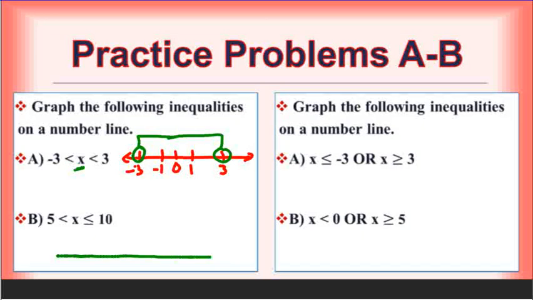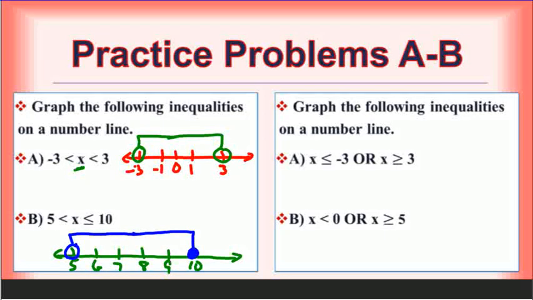Next one, number line here. We got 5, we got 6, 7, 8, 9, 10. It's got to be greater than 5, so open circle on 5. Greater than means goes to the right. Filled in circle on 10 because it can equal 10, but it can be less than, so it goes to the left and joins up. So everything in the middle are common solutions.